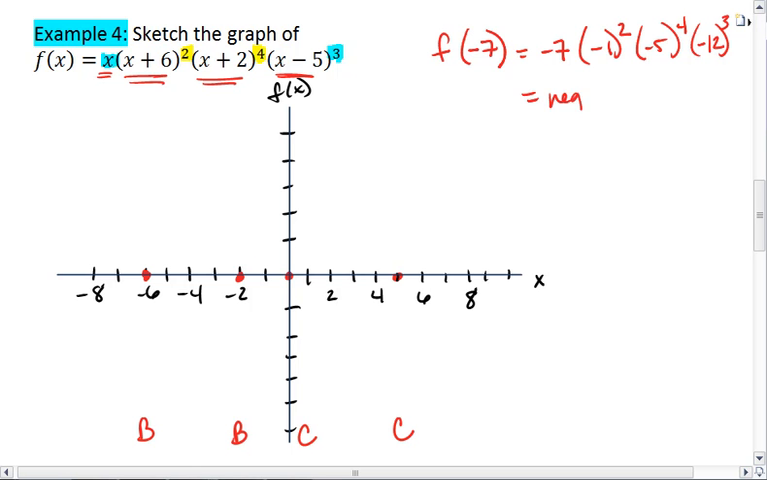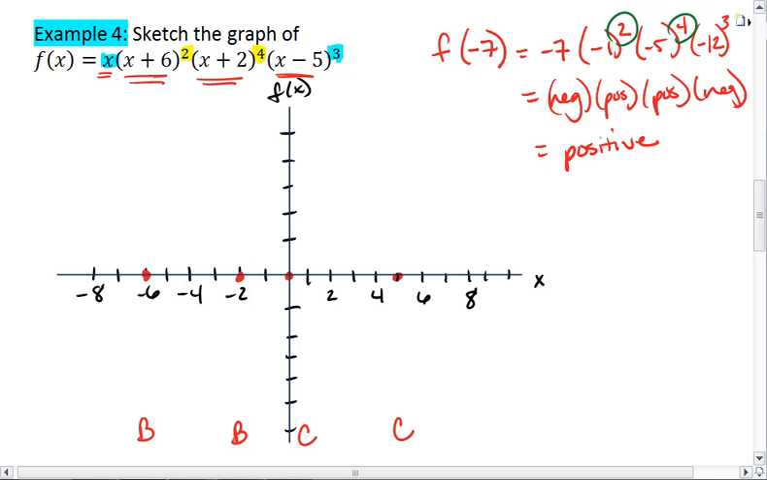So we get a negative number times a positive number, because anything squared is positive, times another positive number because we have it to the 4th power, times a negative number. Well, a negative times a positive times a positive times a negative will be positive. So we're starting our graph up in positive land and coming down to the -6.